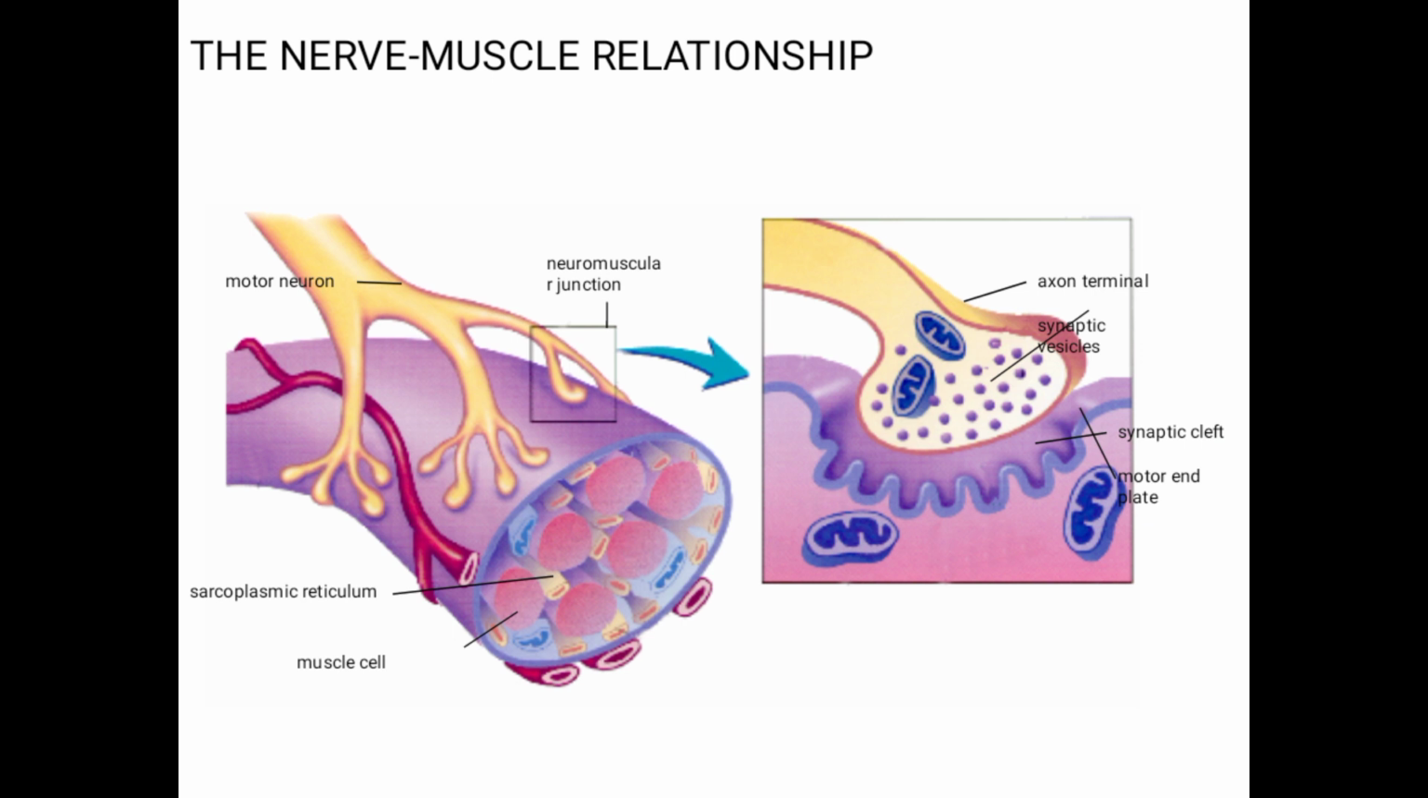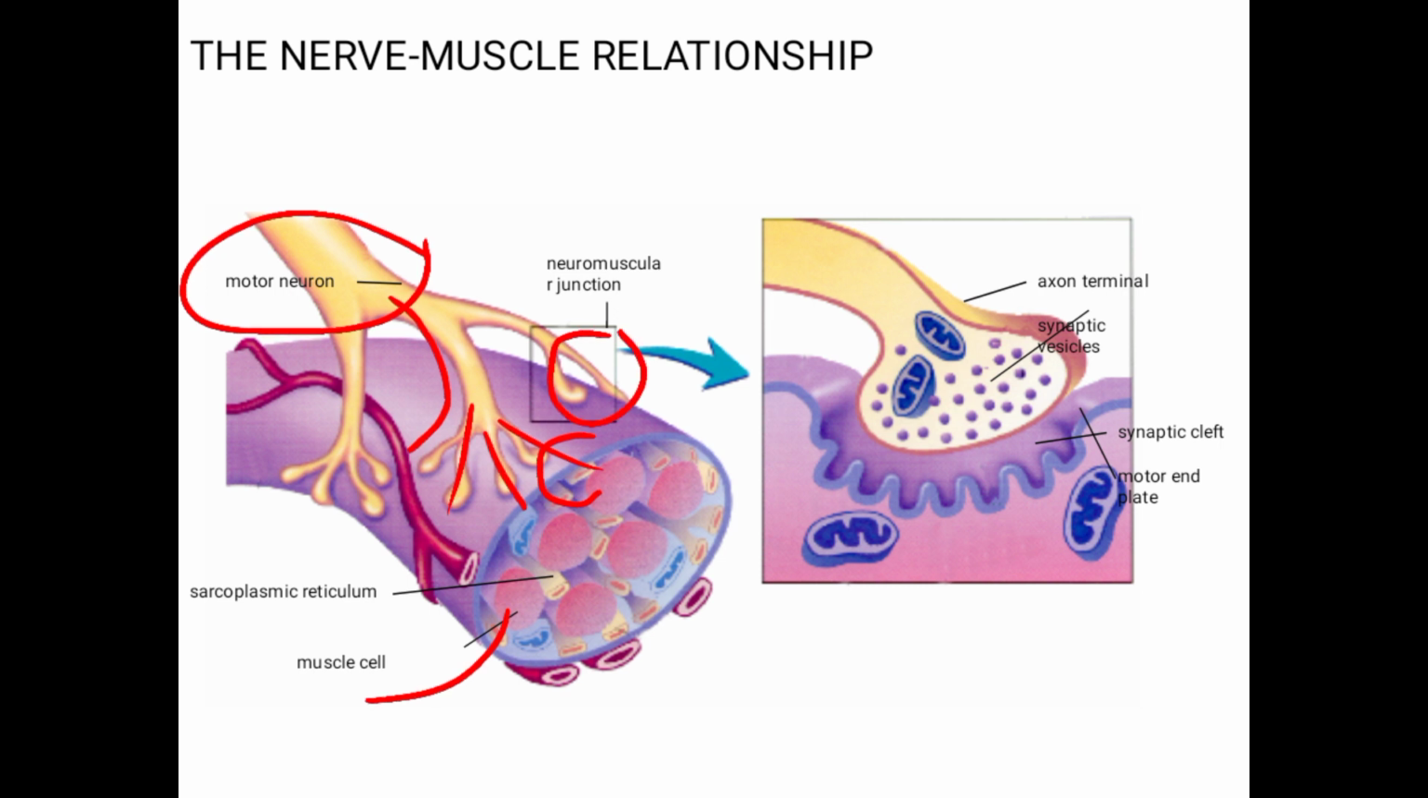So you can see here the diagram. This is the motor neuron. This is the muscle cell. So this motor neuron axon has many terminal branches. That will make a synaptic connection, that is called presynaptic membrane. So this is the postsynaptic membrane, or muscle part.